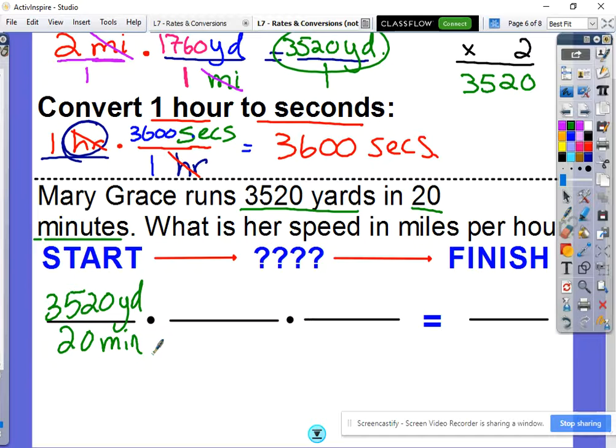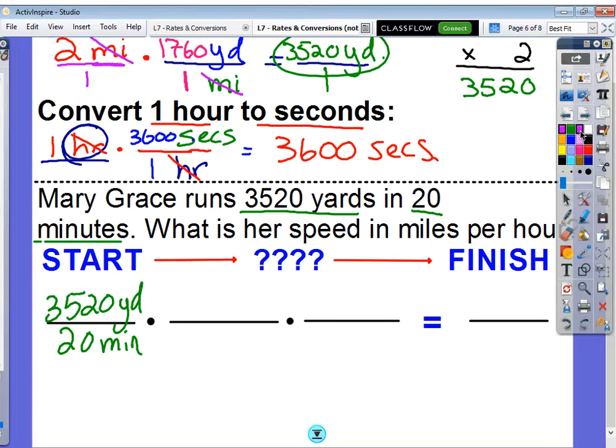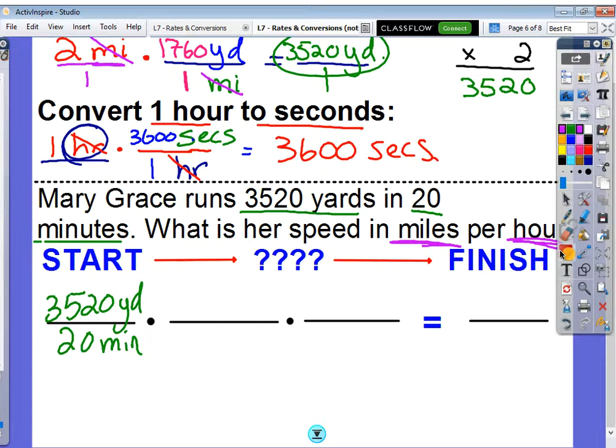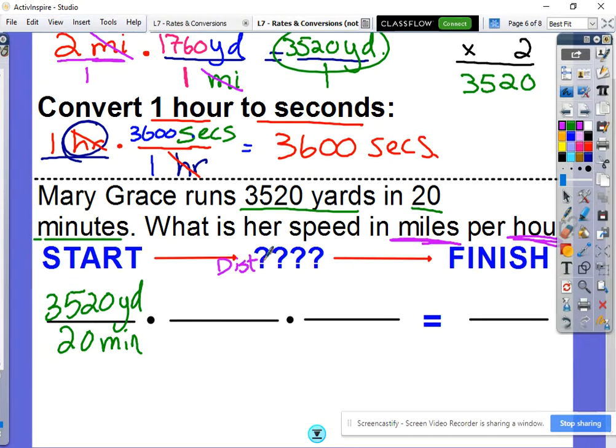So notice, just like we talked about in our previous example, we have a distance, the yards, and we have a time, the minute. And we're actually going to be canceling both of those. We're actually going to get rid of both the distance and the time. We want to convert the distance into miles and the time into hours. All right? So let's let our first fraction be our distance fraction, and our second fraction be our time fraction.